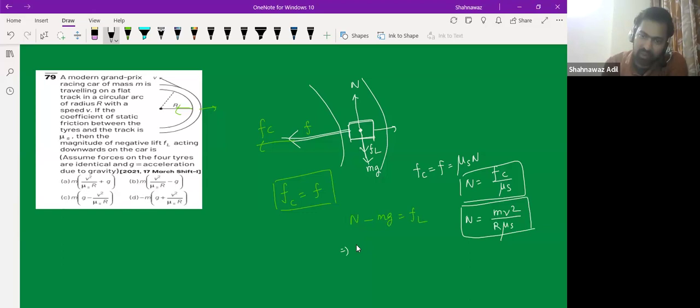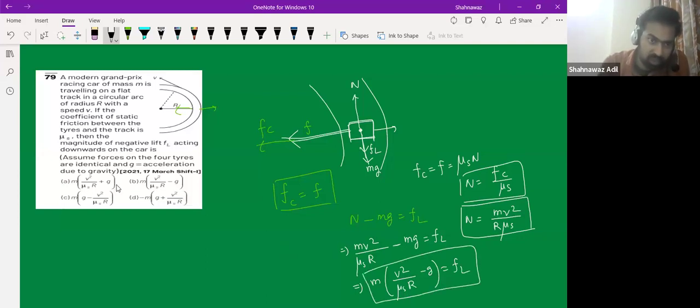So if we write this in here, this is mv square by mu S R minus mg, and this is your FL. What would this be if we take m common? So v square by mu S R minus g, and this is your FL. So this is the option. Is it clear, guys?